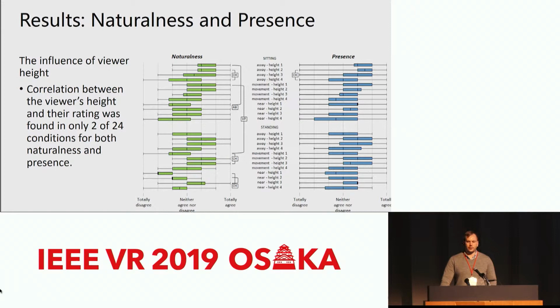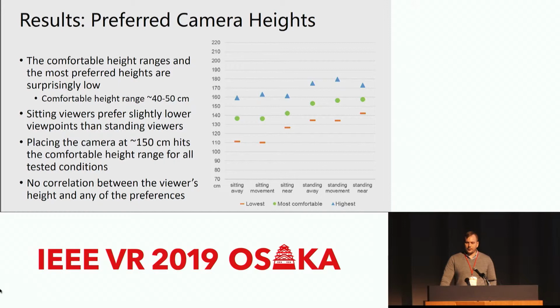With regards to the second part of our user study, participants chose their most preferred height from 16 available heights for all six conditions. They also chose their lowest and highest still comfortable camera heights. This resulted in a comfortable height range for all conditions, with the most preferred height somewhere in the middle. Generally, the comfortable height ranges and the most preferred heights are surprisingly low.